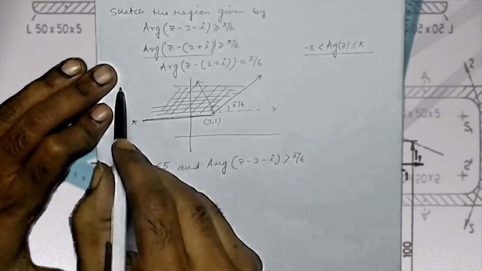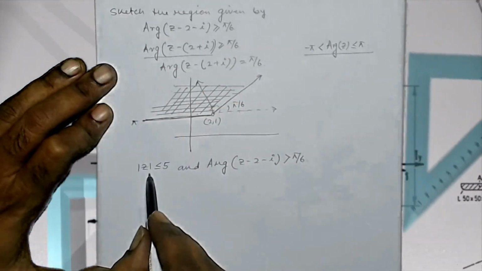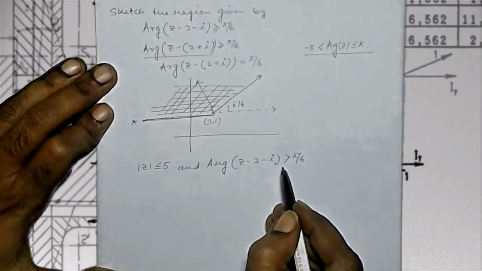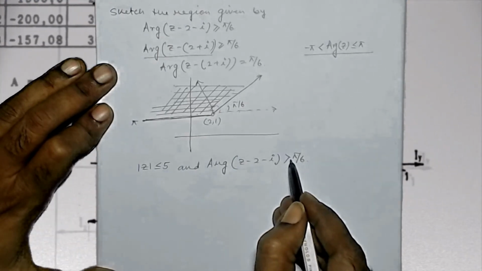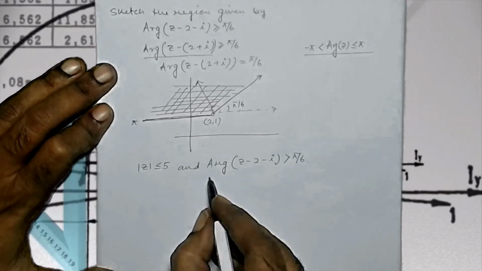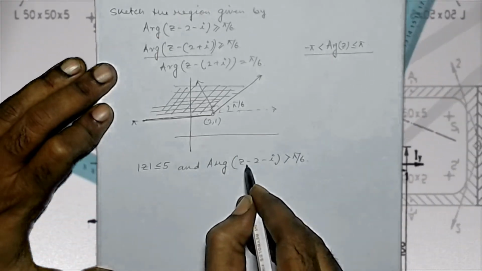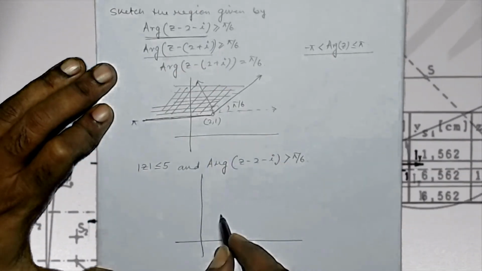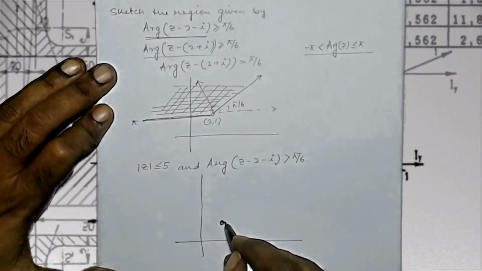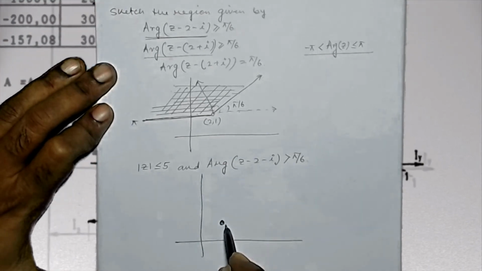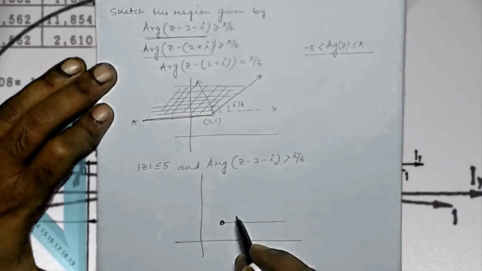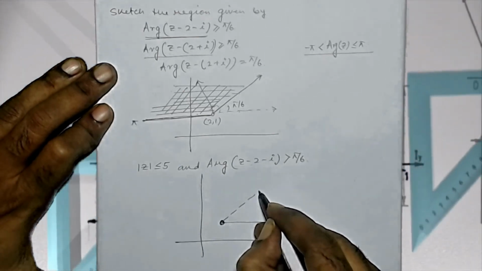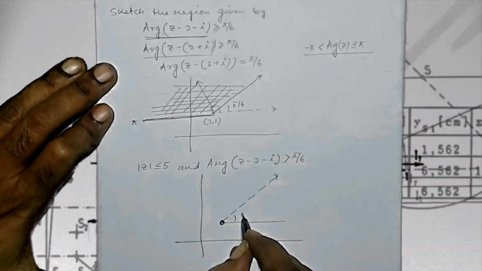The question is same. Sketch the region given by mod z is less than equals to 5 and argument z minus 2 minus iota is greater than pi by 6. Not equals to, greater than pi by 6. So again, this is the same question like this. The ray will emanate from the point 2, 1, but this is open. It will emanate from 2, 1 and the angle made with the positive direction of the x-axis will be pi by 6. This angle is pi by 6.